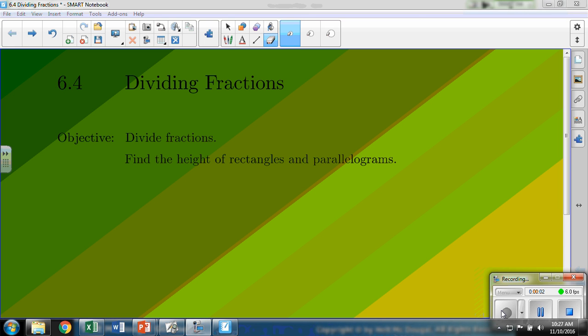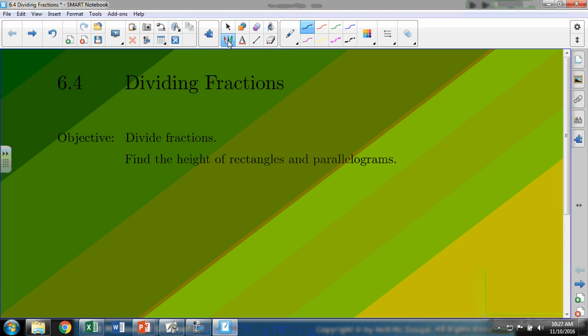In this lesson, we are going to focus on dividing fractions, and we really only have two objectives. The first, of course, is to just divide the fractions themselves. Secondly, we will see how we can actually use division of fractions to figure out the height of a rectangle or parallelogram. We'll also be able to solve some word problems with it.